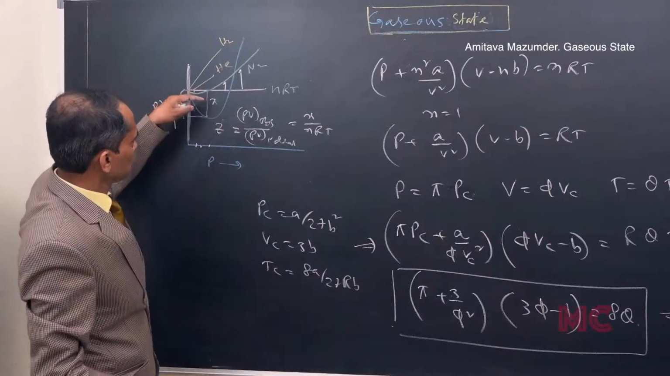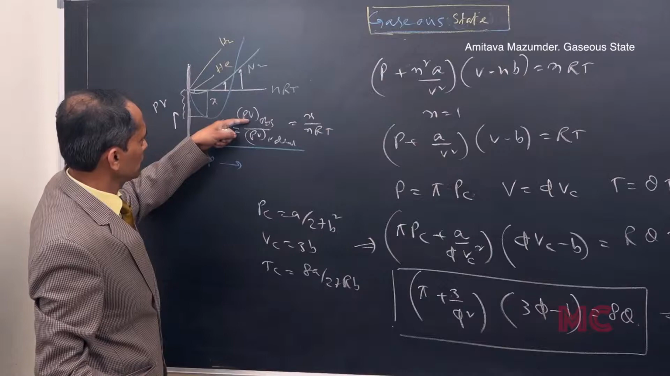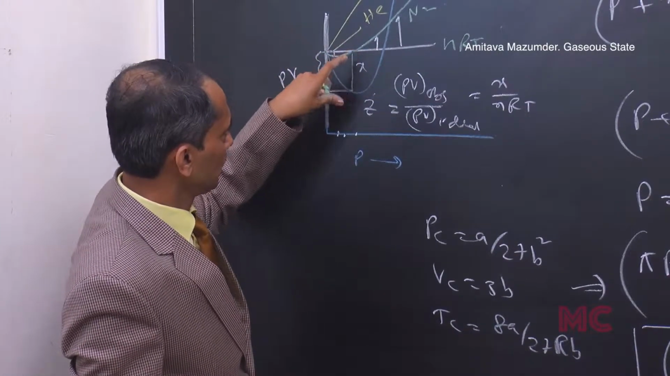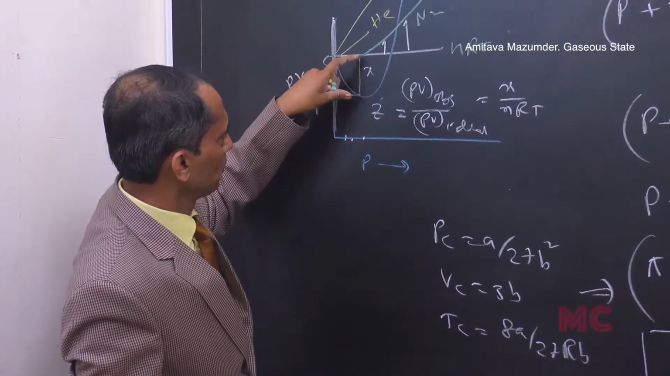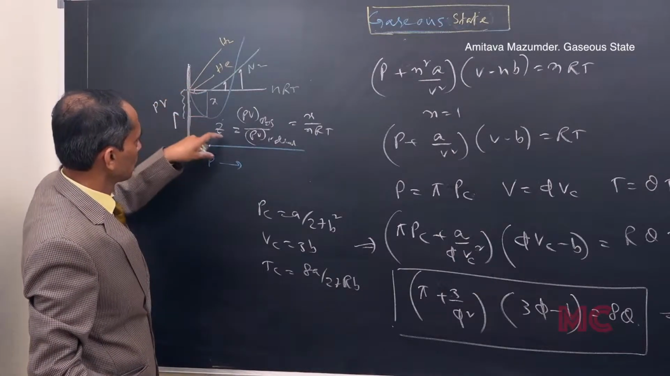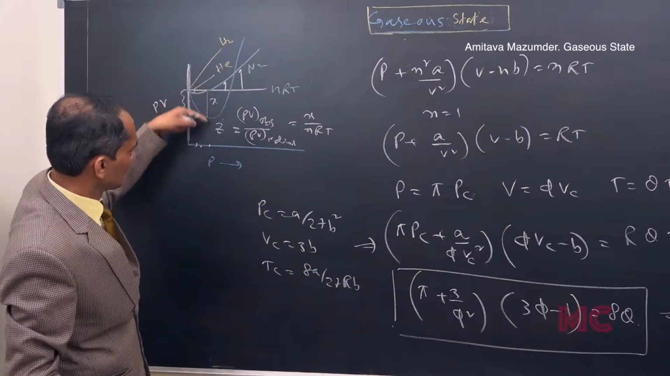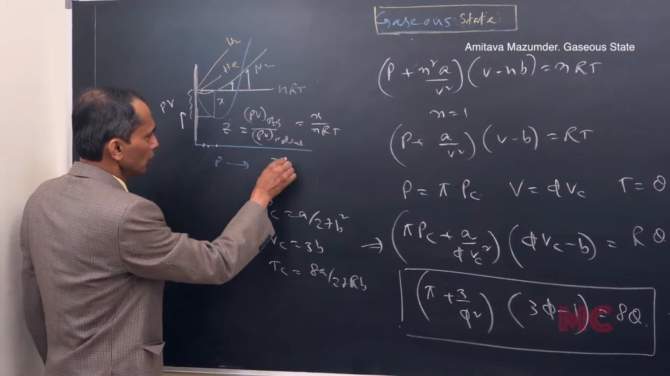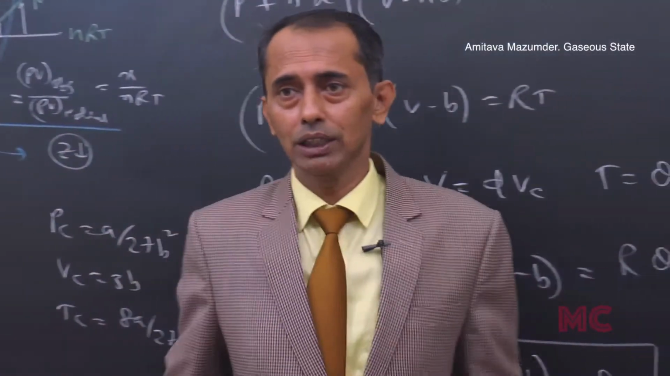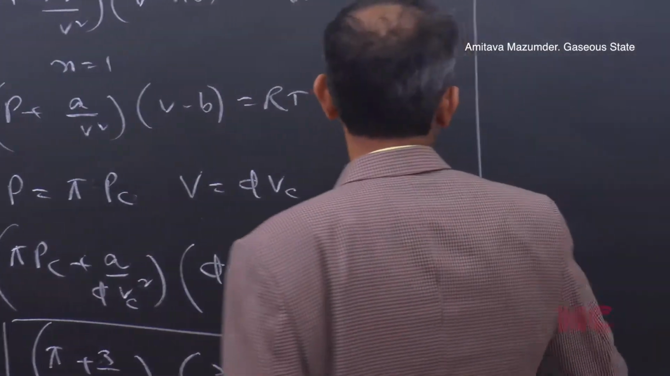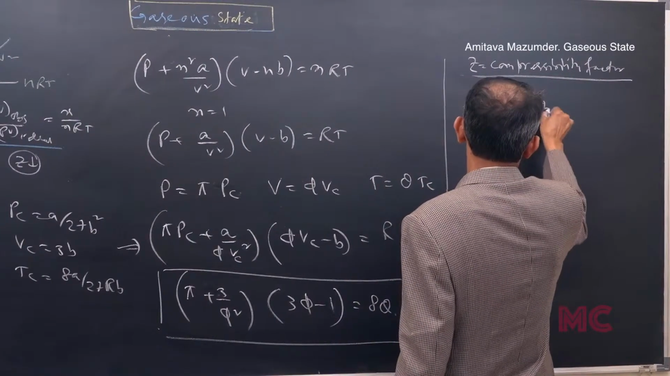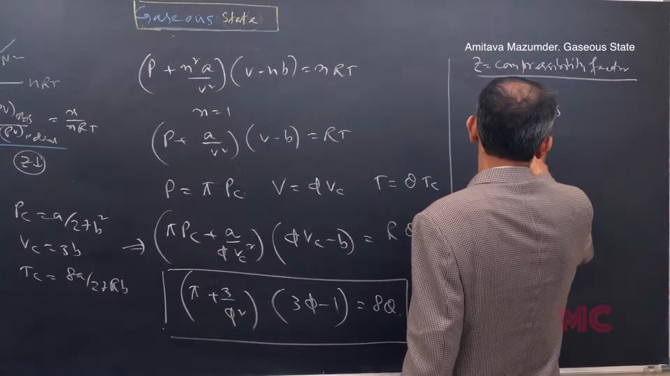So that means if the PV observed is this much and PV ideal is this much, obviously PV observed by PV ideal, Z becomes very low, so easily compressible. So Z should be very low for the gas to be compressible. So the compressibility factor makes the gas more compressible. So what is Z? Z is equal to PV observed by PV ideal.